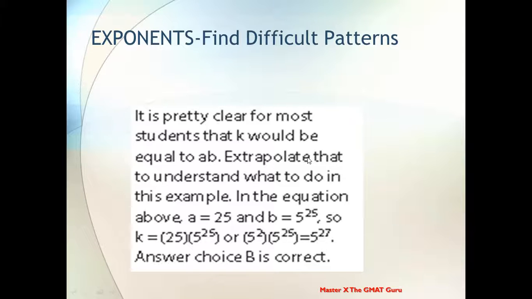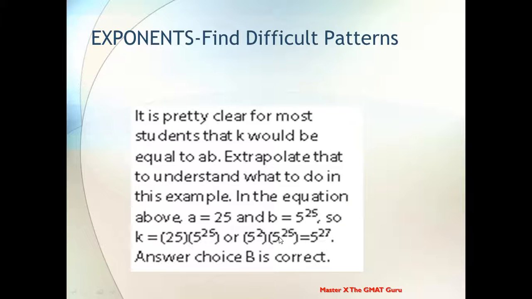Now extrapolate that to understand what to do in this example. In this equation that we have here above, a is 25, because it's 5 to the power of 25, right? 5 is the base. And b is 5 to the power of 25, the other exponent. So we have k equals 25, which is a, times 5 to the power of 25, which is b, or 5 squared, which is 25, times 5 to the power of 25.